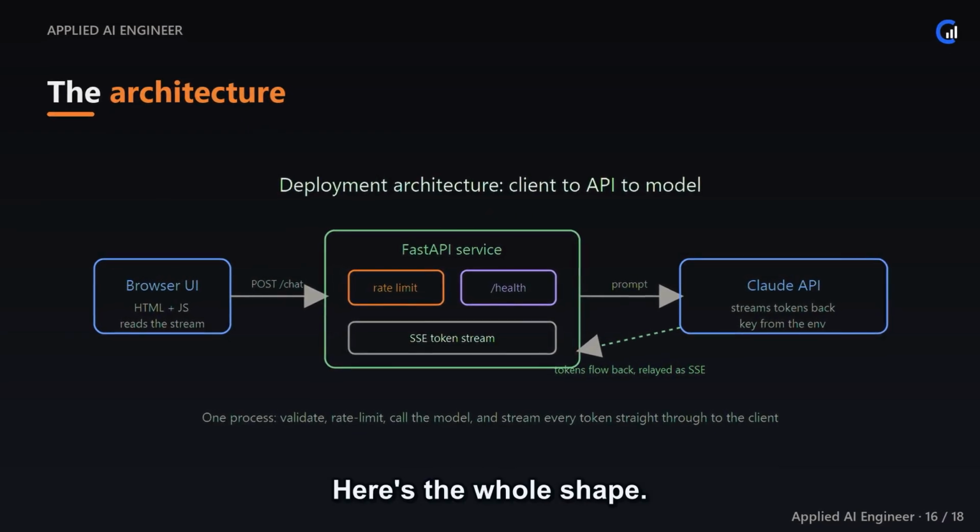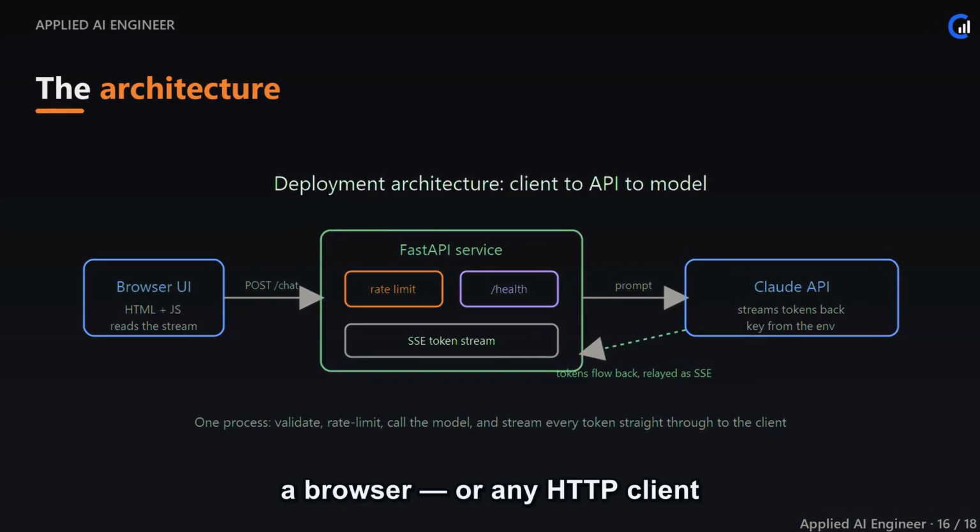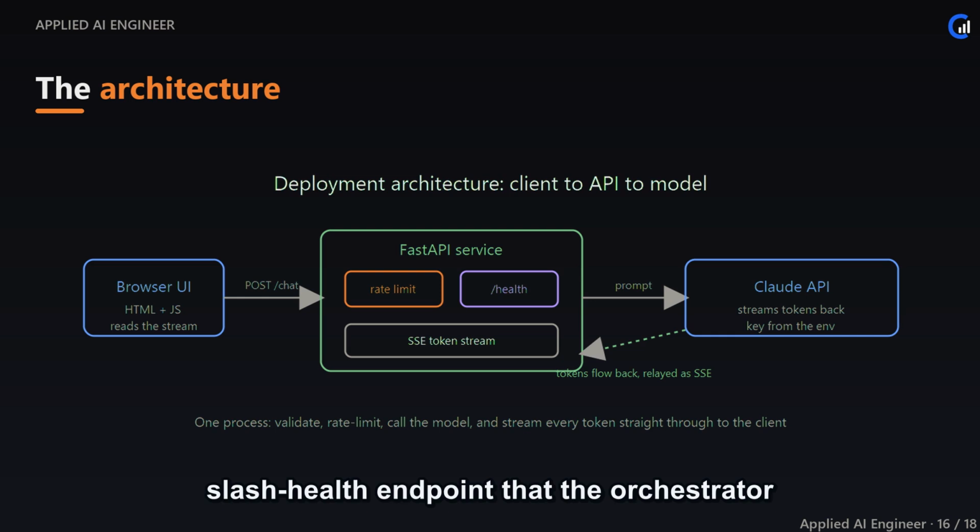Here's the whole shape. On the left, a browser or any HTTP client sends a prompt to our FastAPI service with a POST to /chat. Inside the service, the request first passes a rate limiter, then we read the prompt and call the Claude API with the key pulled from the environment. As tokens stream back from the model, we relay each one straight to the client as a server-sent event. Off to the side sits a cheap /health endpoint that the orchestrator probes without ever touching the model. One process, 4 responsibilities: validate, limit, call, and stream.